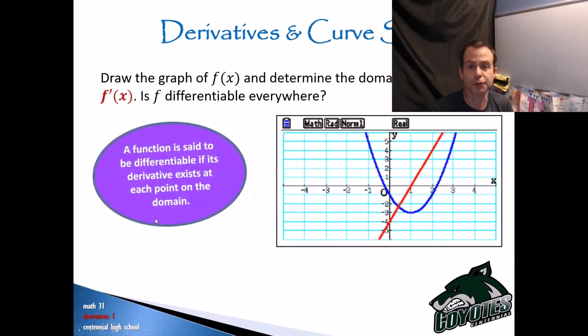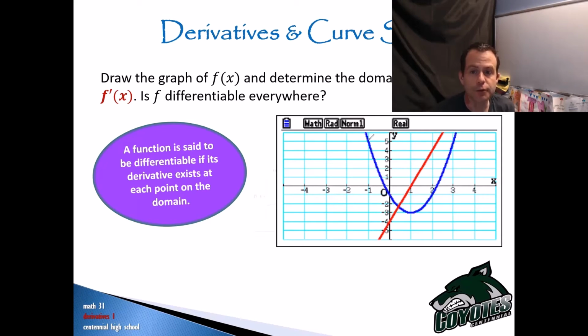Now, what does differentiable mean? A function is said to be differentiable if its derivative exists at each point on the domain. So if I go through the domain of my blue graph, my original f of x, there is a derivative for every one. Now, I want you to be able to read what you're seeing here. So if I looked at the domain of the blue graph, the domain exists, it's a member of the reals, right? Now, I want to make sure you're reading this properly. The red graph represents the derivative, okay? So take a look at this.